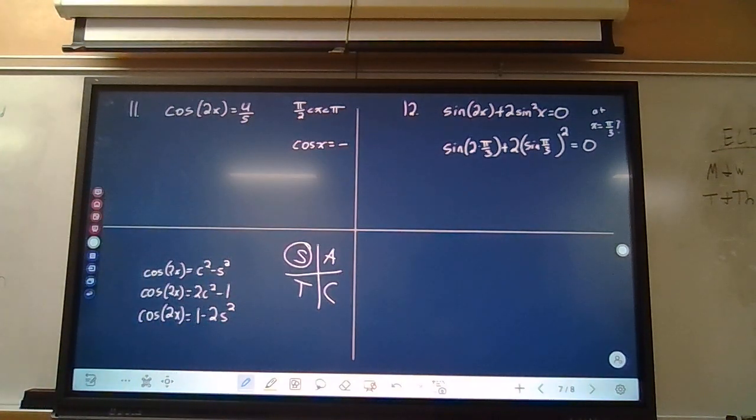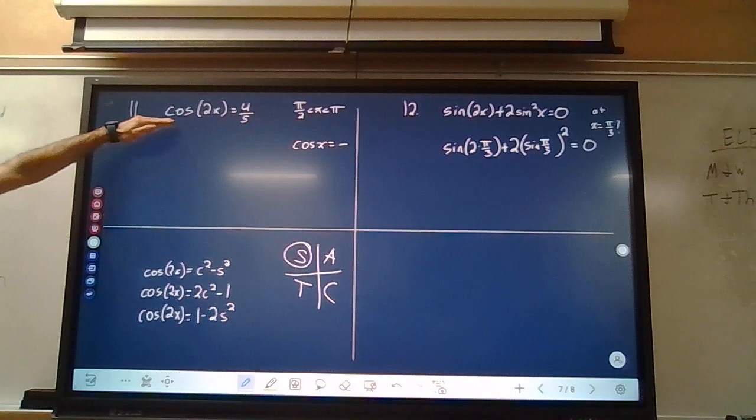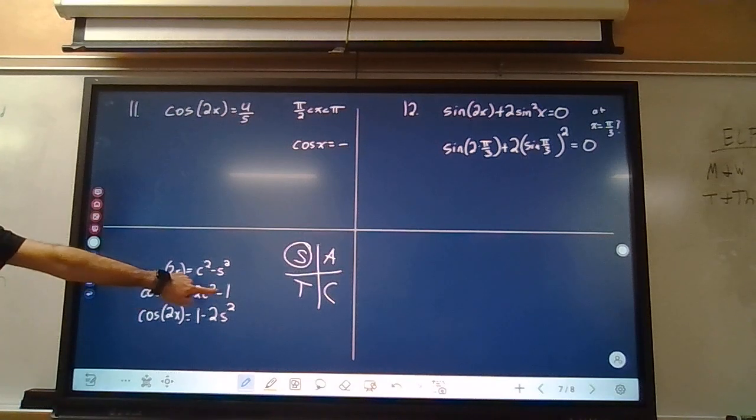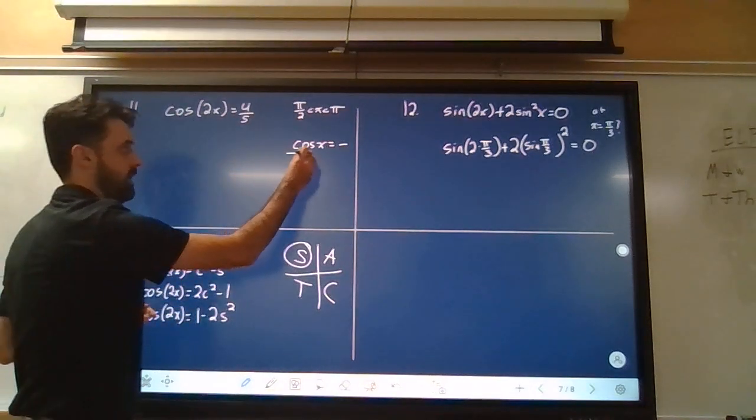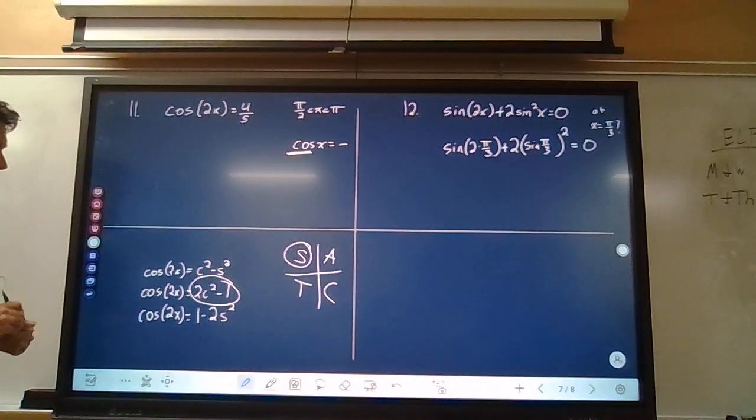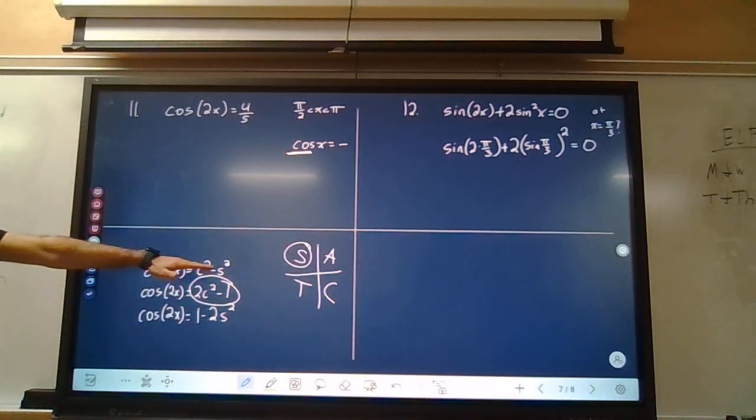All right, so we've got a double angle. Cosine of 2x equals 4/5. I am going to replace the cosine of 2x with one of these three: cosine squared minus sine squared, 2 cosine squared minus 1, or 1 minus 2 sine squared. But because I'm looking for cosine, I'm going to choose the one that just has cosine. If I was looking for sine, I would use this one. And I would probably never use this top one for this type of question here.